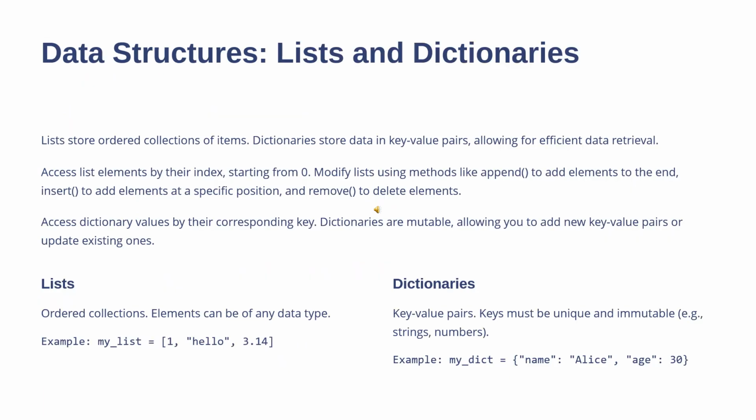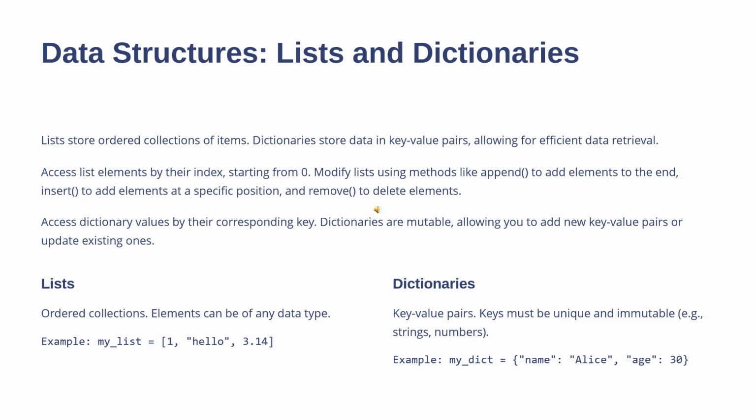Data structures, lists and dictionaries. Lists store ordered collections of items. Dictionaries store data in key-value pairs, allowing for efficient data retrieval. Access list elements by their index, starting from 0. Modify lists using methods like append to add elements to the end, insert to add elements at a specific position, and remove to delete elements. Access dictionary values by their corresponding key. Dictionaries are mutable, allowing you to add new key-value pairs or update existing ones.